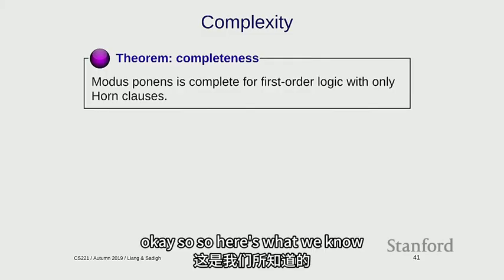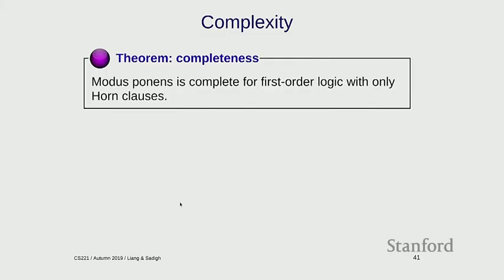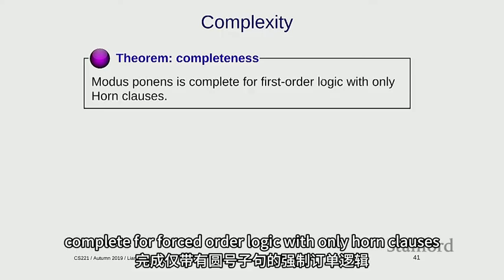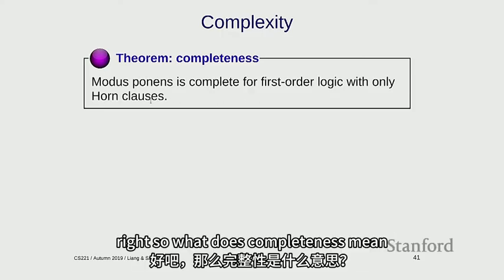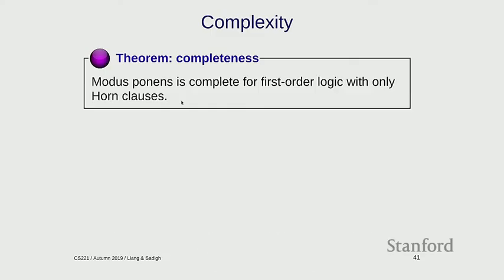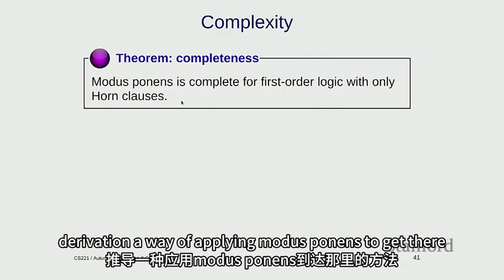Okay, so here's what we know. Modus ponens is complete for first order logic with only Horn clauses. Right? So what does completeness mean? It means that anything that's actually true, that's entailed, there exists a derivation, a way of applying modus ponens to get there.